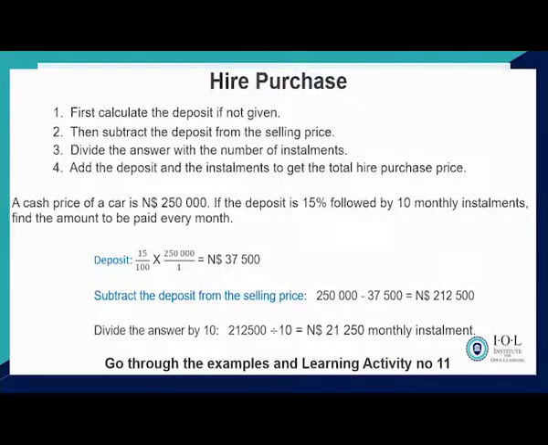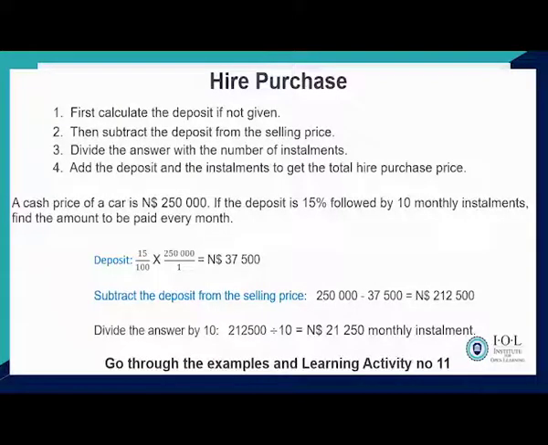And then the rest you have to pay in installments. So first calculate the deposit. Then subtract the deposit from the selling price or the price that they give you. Then you have to divide what is left by the number of installments to get the amount of one installment. So you add the deposit and all the installments to get your total hire purchase price.